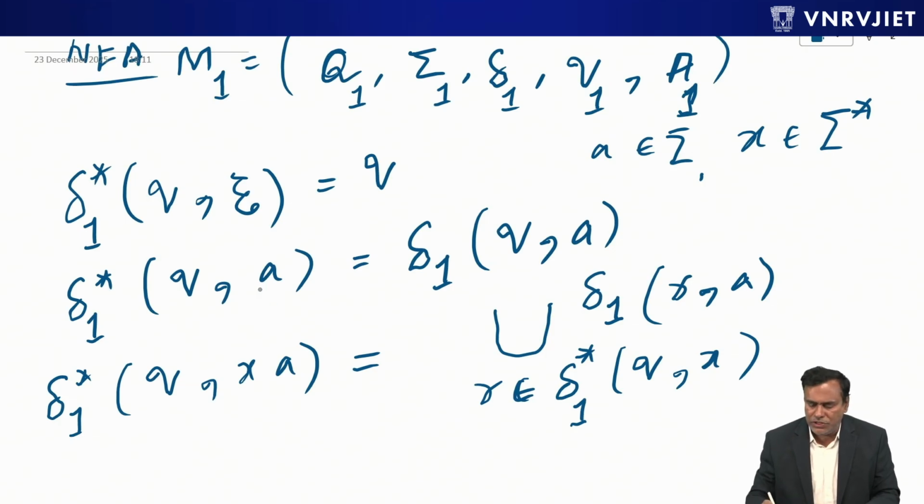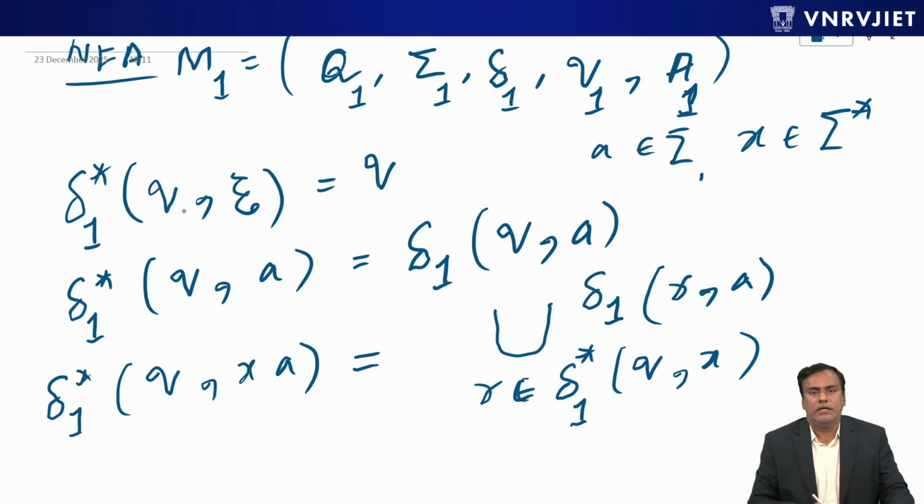So what is the difference between these two? Here you have A, here you have X A. In the sense, here X is epsilon. If I take X as epsilon, you know delta 1 star of Q on epsilon is Q itself. So this can be rewritten as the union over R belongs to Q of delta 1 of R A. But you got this Q because of this rule, that is, delta 1 star of Q epsilon is Q itself. I think you understood this.